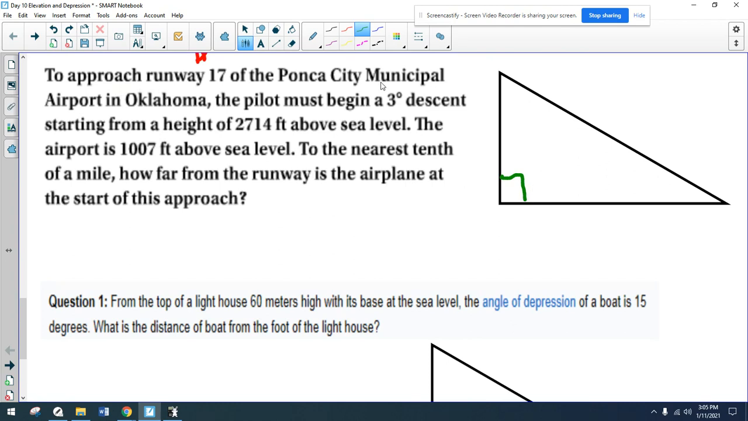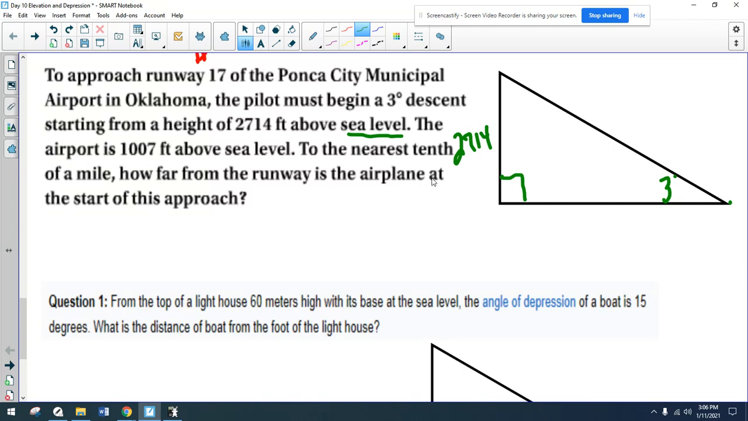So I've got a plane approaching the runway. It says the pilot must begin a 3 degree descent. So we're looking at 3 degrees. That's my angle of depression. Regardless whether it's depression or elevation, it's always going to be at the bottom with your 90. So there's your 3 degrees. My height of the plane, height is always going to be the vertical one. So that's 2714. They said that the height is 2714 above sea level. This is a little tricky in here. And then it says the airport, which is right here, is 1,007 feet above sea level.